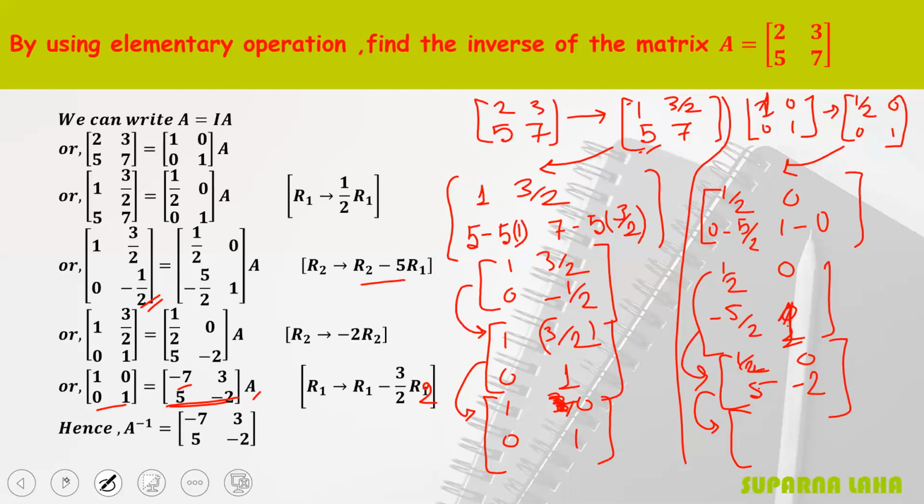So solve some problems from 3.4 of your NCERT book. There are some 2 by 2 matrices given. Just take any matrix and find its inverse. If any problem or any doubt is there, you're free to ask. Thank you.